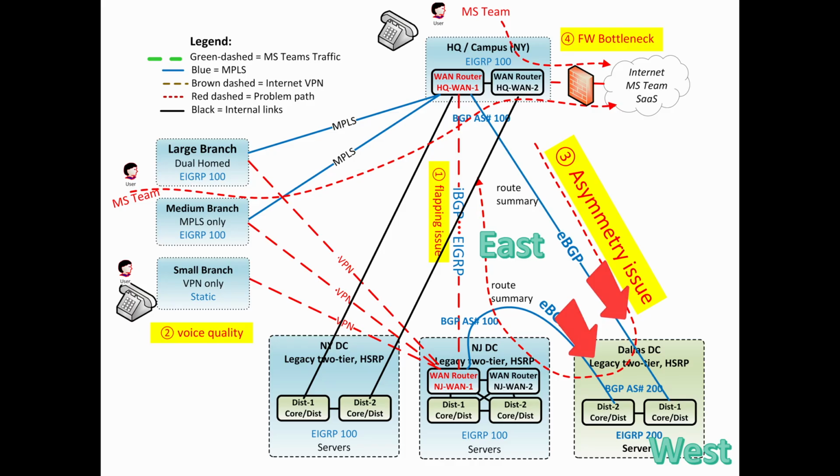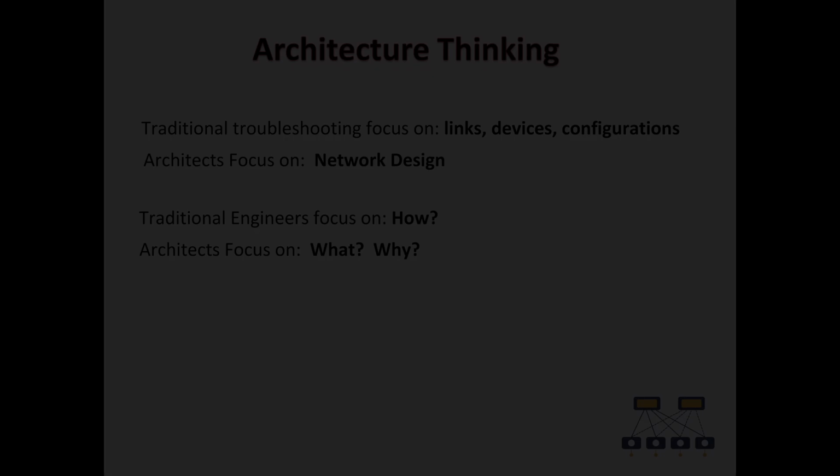Engineers noticed that there is a routing asymmetry issue between the East and West. For example, traffic from the New York headquarters to the Dallas data center is forwarded directly, but the traffic returning from Dallas to New York takes a different path. Engineers tried to tune the BGP policy to control inbound and outbound traffic, but the issue has never been fully resolved. Let's dive into this issue.